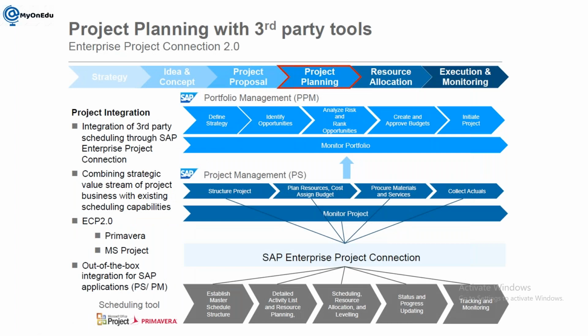When we are understanding this complete PPM, PS, and EPC, let me explain this portion only, PPM and PS. So here, when you are in the stage of execution or planning, you can directly integrate the project system here. So it is object to object. We'll go into more detail when we go through the course. Okay, here we are having an option with EPC, Primavera or MSP integration. Out of the box integration for SAP applications, PS and PM, plant maintenance also. You can integrate with EPC.